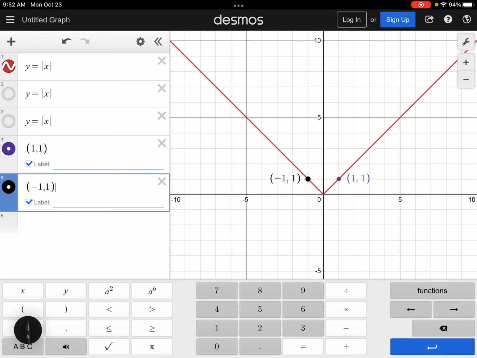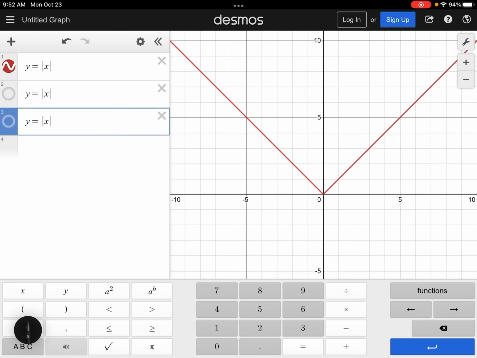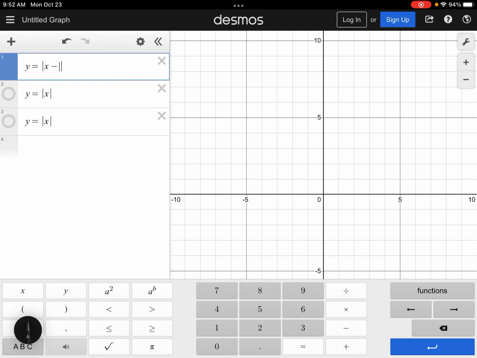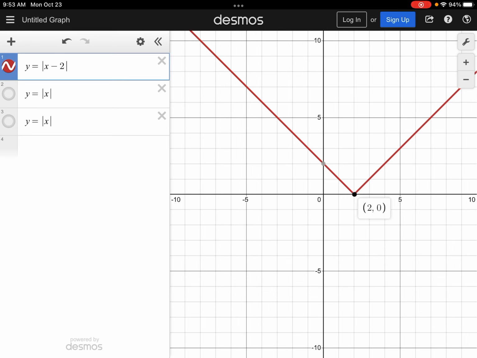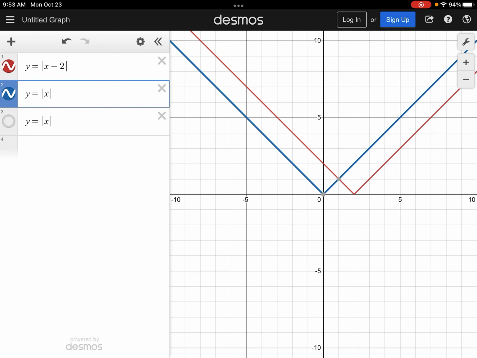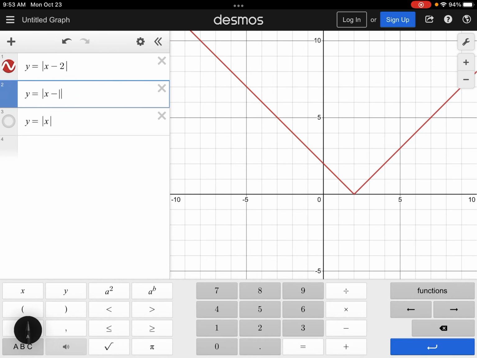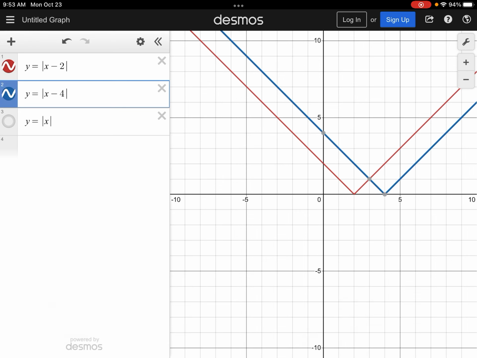Now we're going to see how adding numbers affects these graphs. In my first red graph, I'm going to do x minus 2. And you can see, hopefully, that this graph has now been shifted 2 units to the right. If I take my second graph and I make it x minus 4, you can see that it has been shifted 4 units to the right.